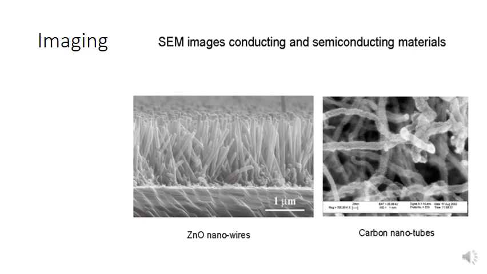Okay, so this is one example of the output from SEM, the SEM image, of conducting and semiconducting materials. This is the scale. Basically, the image will come with a scale, like in this image. They will also give you information about the parameters that have been used to get that image.